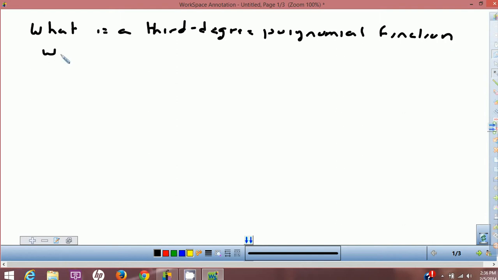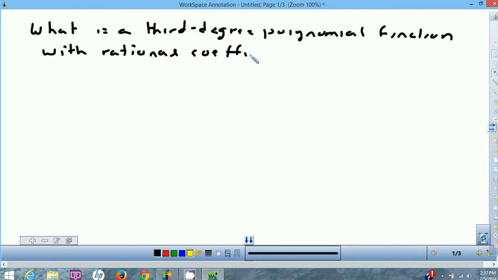A third-degree polynomial function with rational coefficients. We're not going to deal with irrational coefficients at this point. That would be if I had something that had a coefficient of square root of 3, and this doesn't apply to that. So I have all rational coefficients, and it has the roots -4 and 2i.